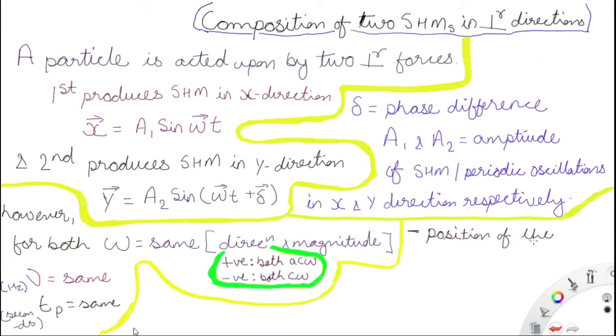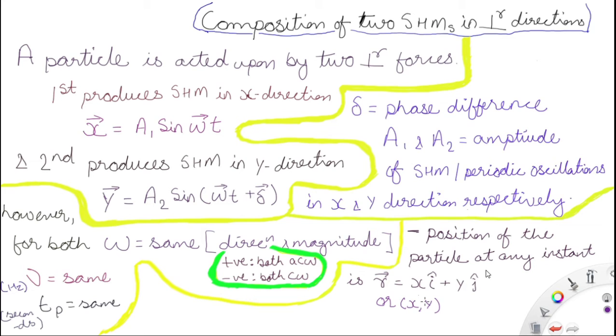Now the position of the particle at any instant is represented by r, means the position vector. The position vector is x i plus y j, means x coordinate and y coordinate, in the x direction and in the y direction. i represents the unit vector in the x direction and j represents the unit vector in the y direction. In the plane the point is represented by xy.